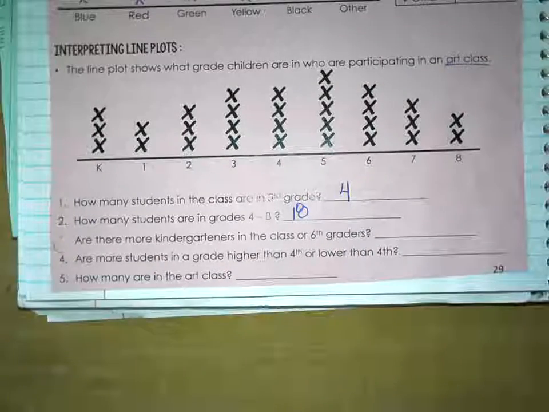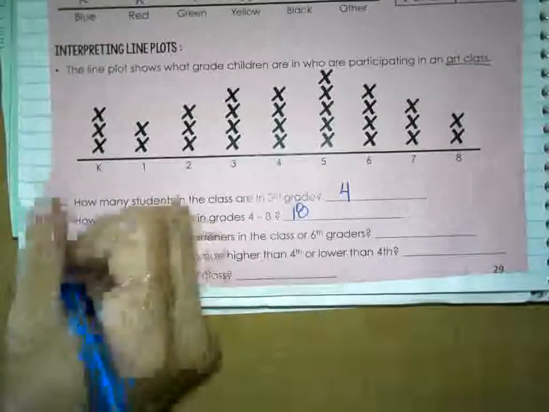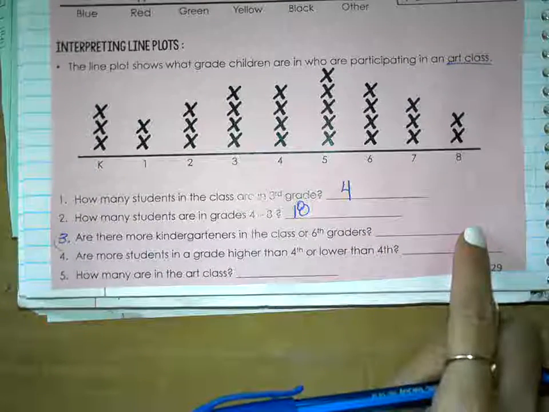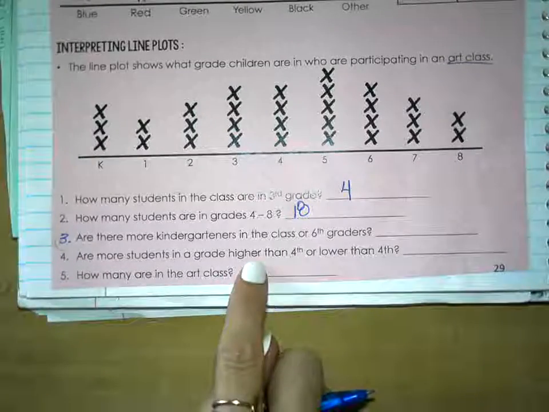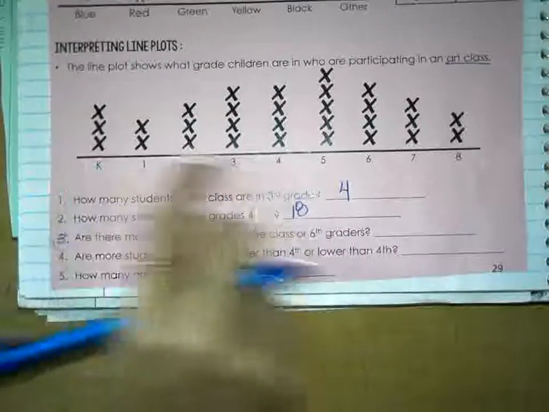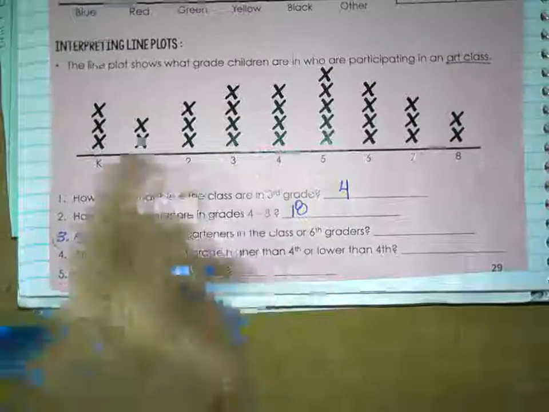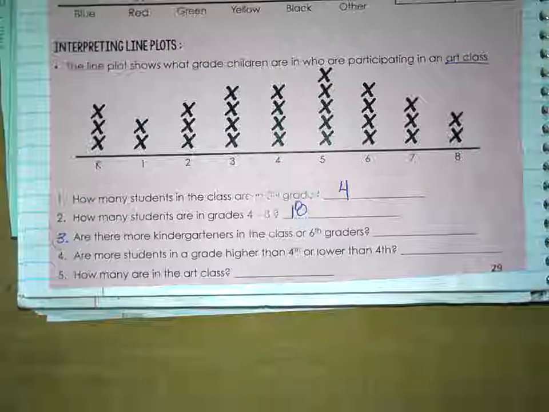I'm going to have you finish these last 3 questions on your own. They are homework. I expect them to be done when you come into class tomorrow. Question number 3 says, are there more kindergartners in this class, or are there more 6th graders? Write down your answer. Number 4 says, are there more students in a grade higher than 4th, so 5th through 8th, or lower than 4th, K through 3rd? And lastly, how many are in the art class? So answer those 3 questions for me for homework.